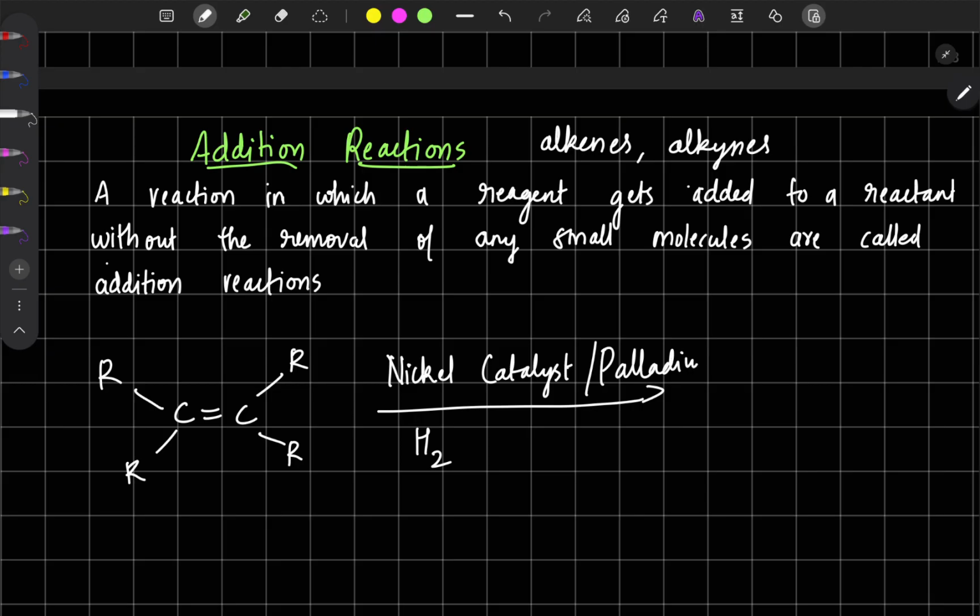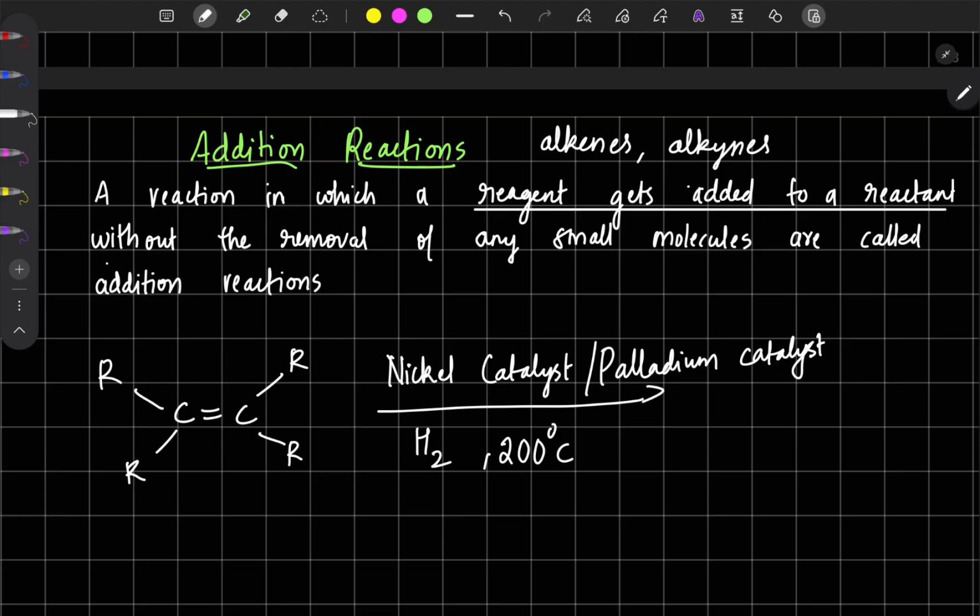Palladium catalyst. A catalyst means some molecules which increase the speed of the reaction. So when this condition is there along with some temperature like 200 degrees Celsius, what happens is, see here we have written, right, a reagent gets added to a compound.